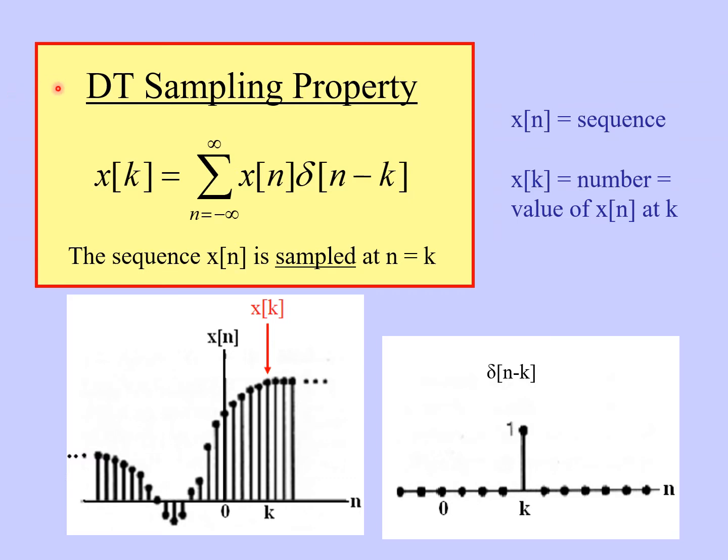What we just described on the last page was basically a derivation of the so-called discrete time sampling property. It says that the kth value of a sequence, that is x of k, is equal to the sum of the product of x of n, the whole sequence, multiplied by a shifted delta function, shifted over where n is equal to k. So again, one way to think of this is that the sequence x of n, right here, is sampled at n equal k.